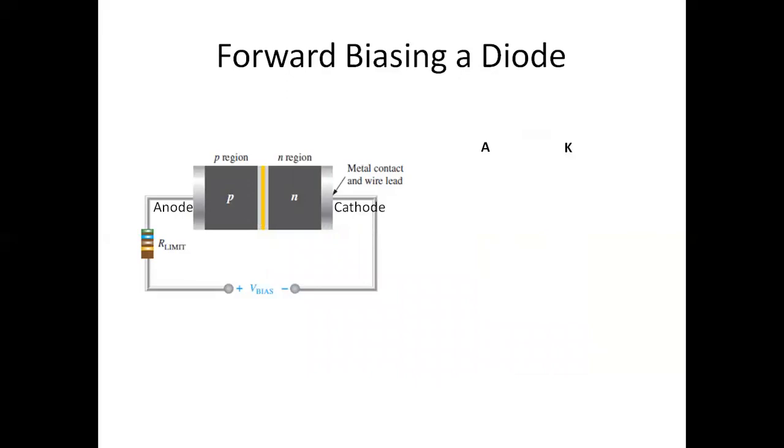Now, when we talk of a diode, we need to mention that a diode can be operated in two ways or in two modes. There is what we call the forward bias mode, and there is what we call the reverse bias mode. In forward bias mode, if you bias a diode in forward bias, it allows current to pass through it, and so current can pass through the diode.